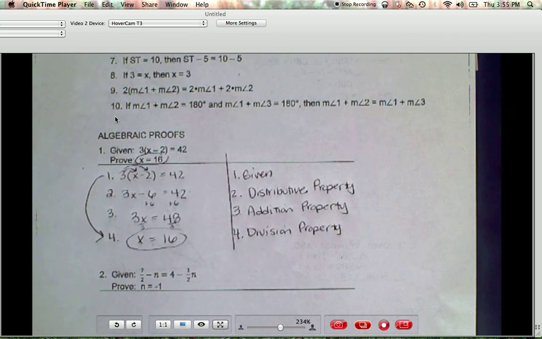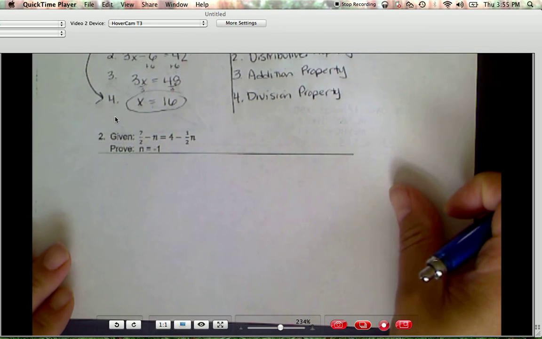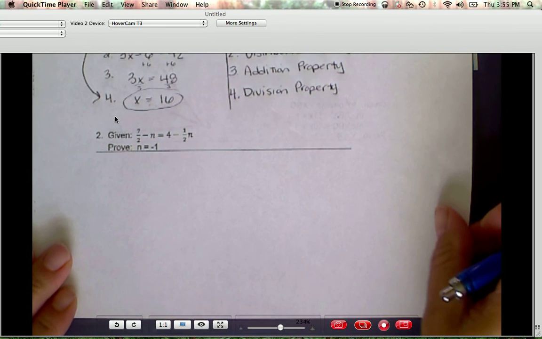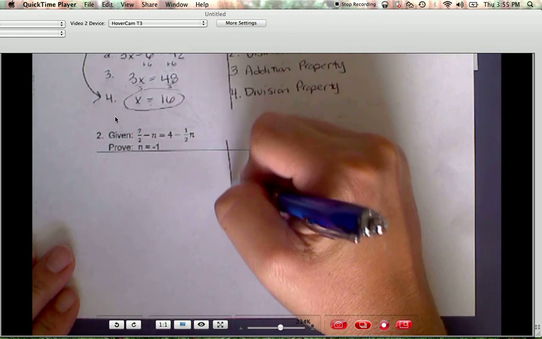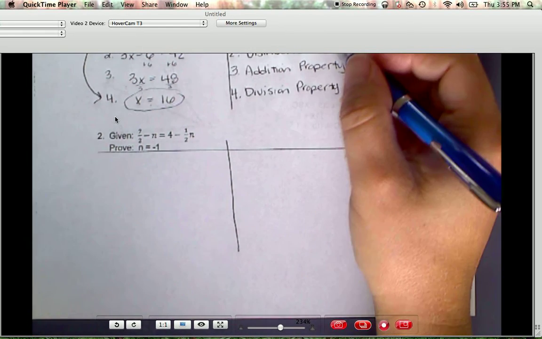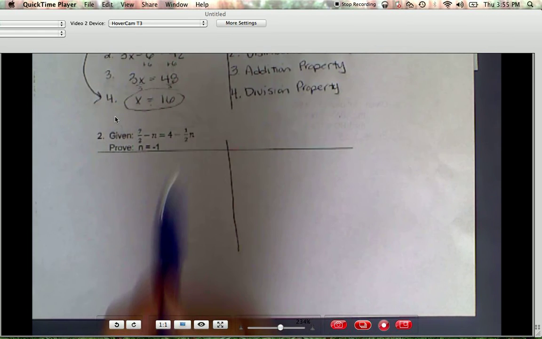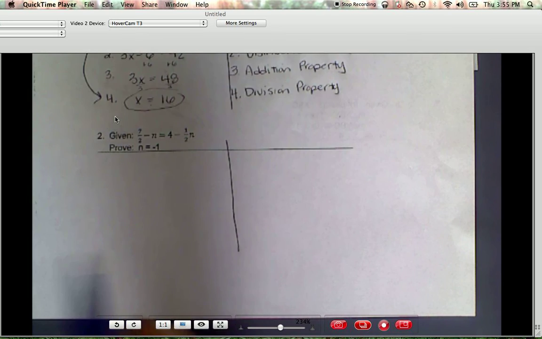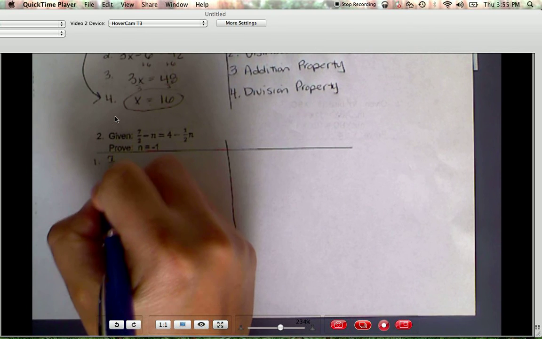Number 2, we'll do number 2 together. Now number 2 has fractions in it. So again, with these proofs, there's more than one way that you can go about these proofs. When I teach algebra, I always teach eliminating the fractions as quickly as possible because nobody likes to deal with fractions. So let's begin. The given needs to be in this first step.